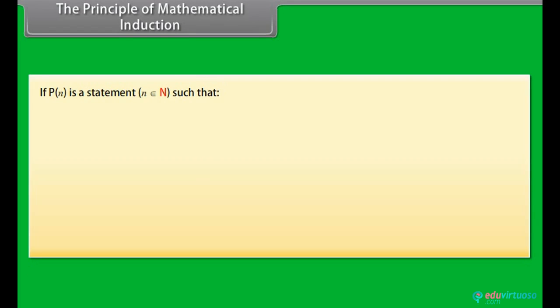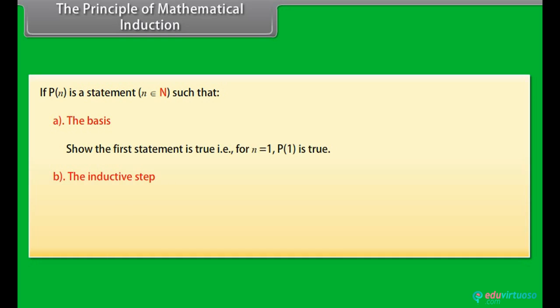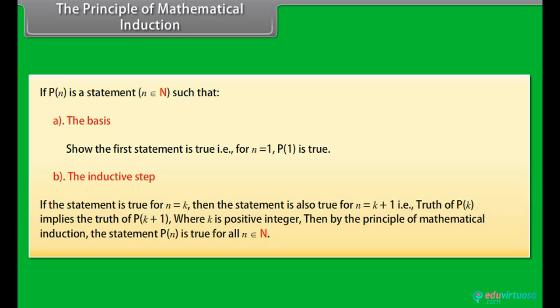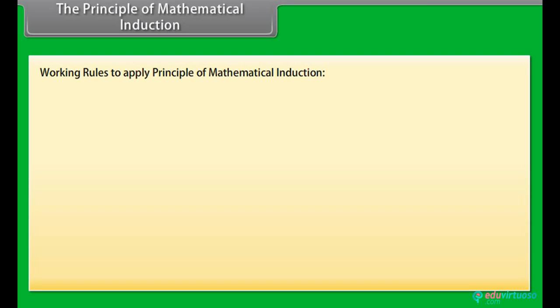The principle of mathematical induction. If P(n) is a statement, n belongs to N, such that the base case shows the first statement is true, that is, for n equal to 1, P(1) is true. The inductive step: if the statement is true for n equal to k, then the statement is also true for n equal to k plus 1, that is, truth of P(k) implies the truth of P(k+1), where k is a positive integer. Then by the principle of mathematical induction, the statement P(n) is true for all n belongs to N.